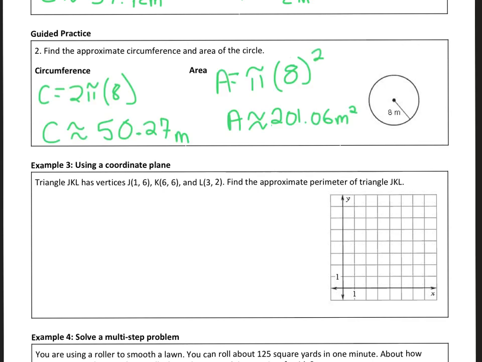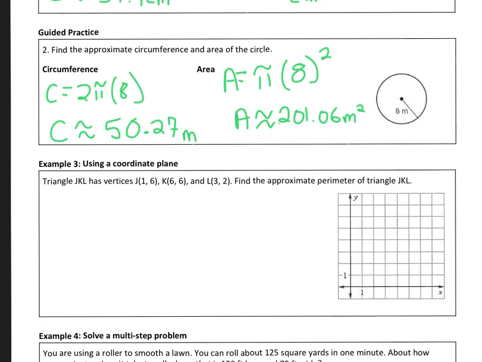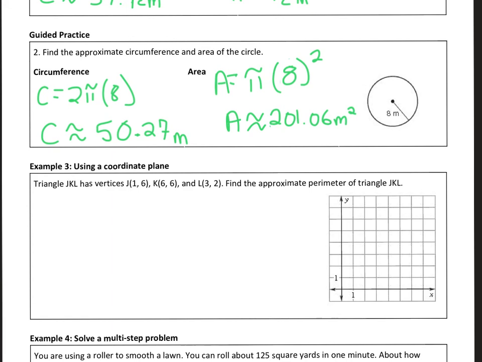All right, so circumference, pretty straightforward. I just substitute in 8 to my circumference formula, 2 times pi times 8 into my calculator, and I round to 2 decimal places, which would be 50.27 meters approximately. And then area, just plugging in pi times 8 squared, pi times 64. I round that, and I get 201.06 meters squared. So area is in square meters, circumference just meters.